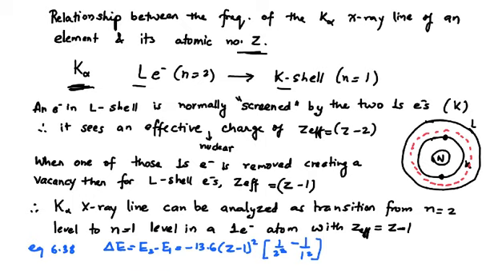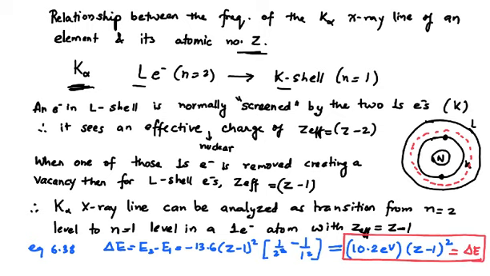So E2 minus E1 equals minus 13.6, where Z effective is Z minus 1 squared, times 1 over 2 squared minus 1 over 1 squared, and 2 is the initial n and 1 is the final n. This value of delta E comes out to be 10.2 electron volt times Z minus 1 squared. So this is a very important equation, that the change in energy for this transition is equal to this formula.